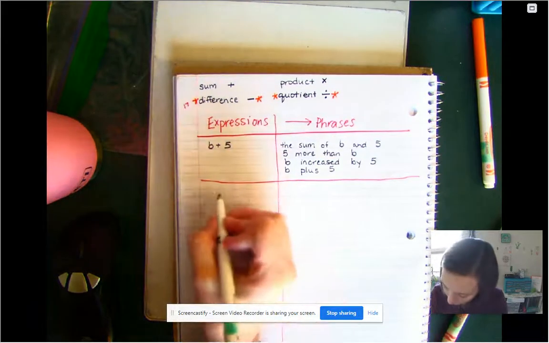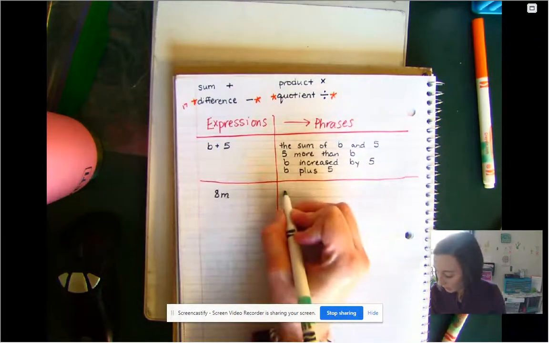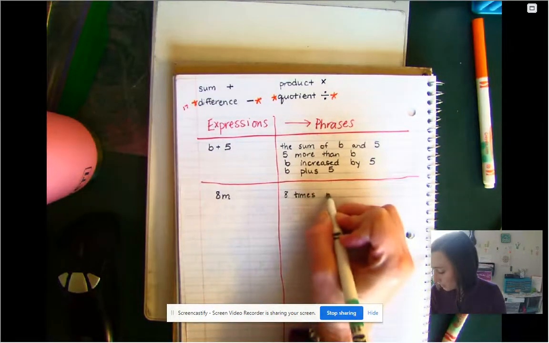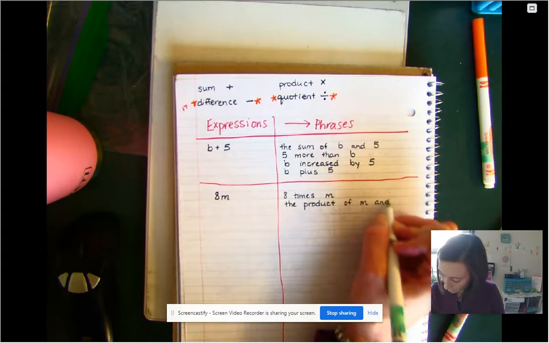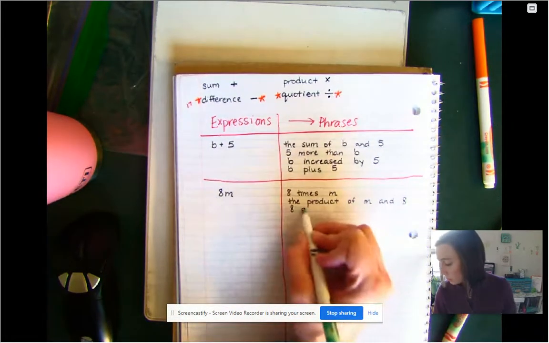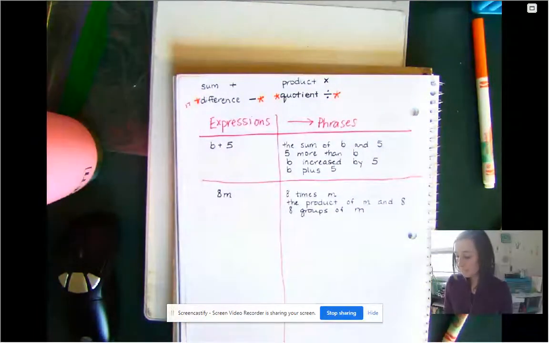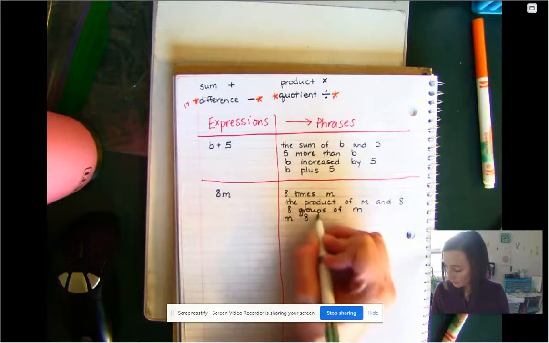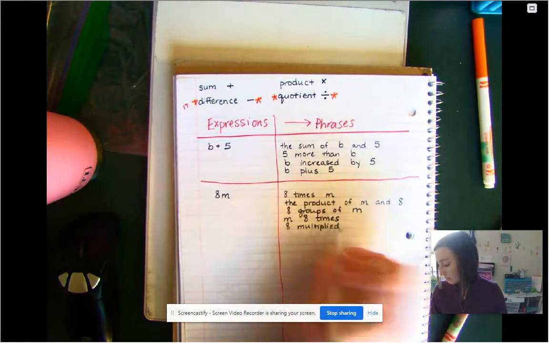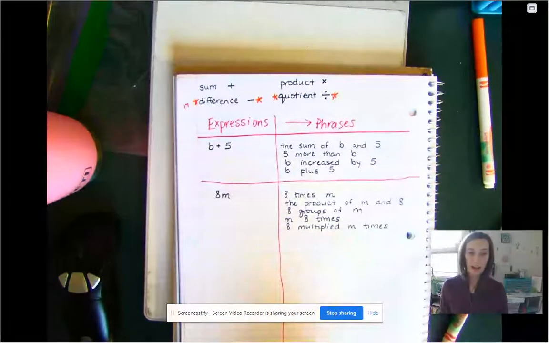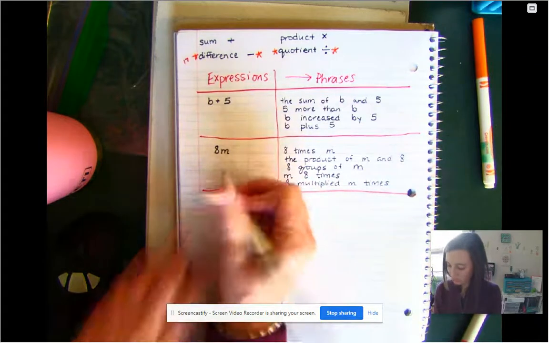Okay, let's say we have something like 8m. Some ways to say that would be 8 times m, the product of 8 and m, or the product of m and 8. 8 groups of m. m 8 times. 8 multiplied by m. m times 8. Lots of options.